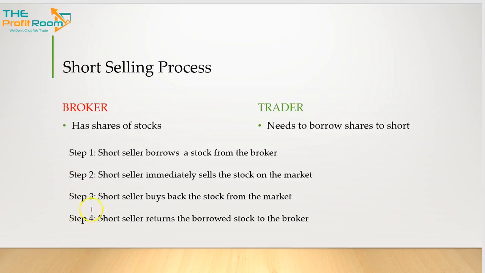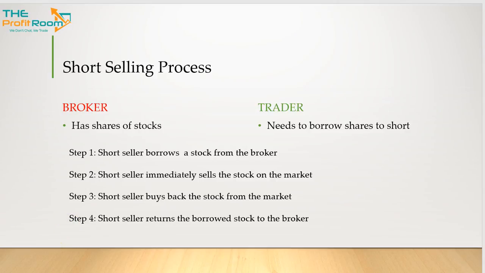Step number three, the short seller buys back the stock from the market. That means you decide to cover. That's called covering, so you buy back. Step number four, the short seller returns the borrowed stock back to the broker. This all happens simultaneously, step one and number two. This is what you have control over: when you cover, when you decide the price gets to where you want, and number four automatically goes back to the broker.